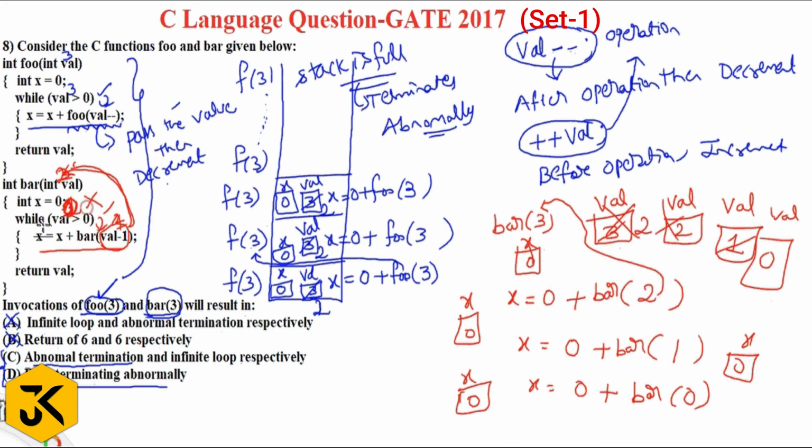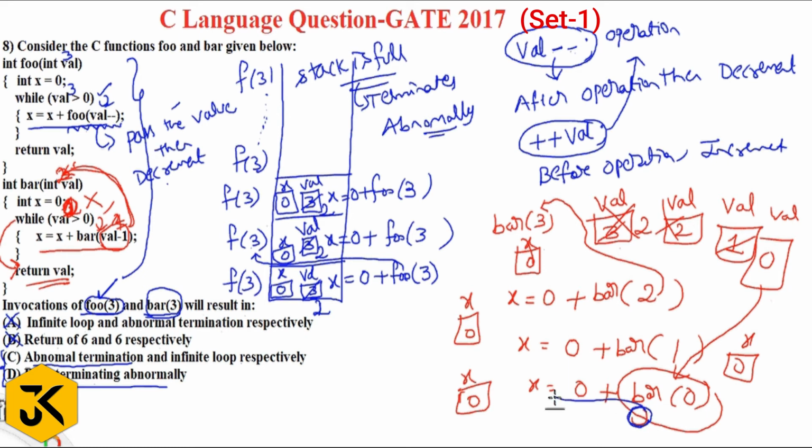Now it is going to check, is 0 greater than 0? The condition fails. When the condition fails, it is going to exit, and it is going to return value. What is it going to return? That value is 0, to here. 0 will be returned to this particular location. Now 0 plus 0, 0.